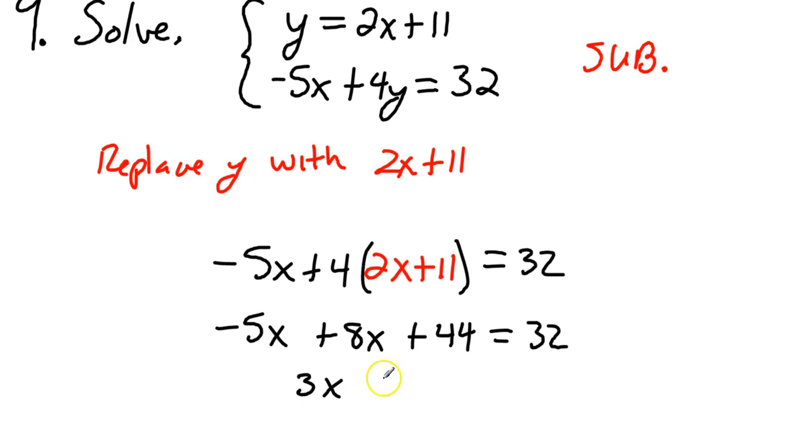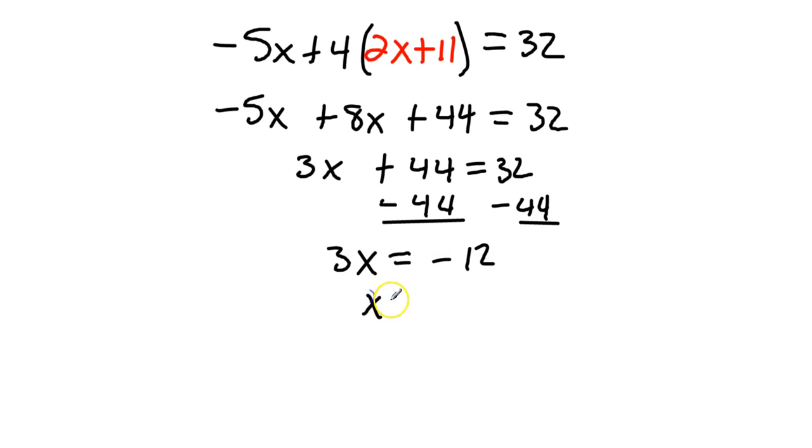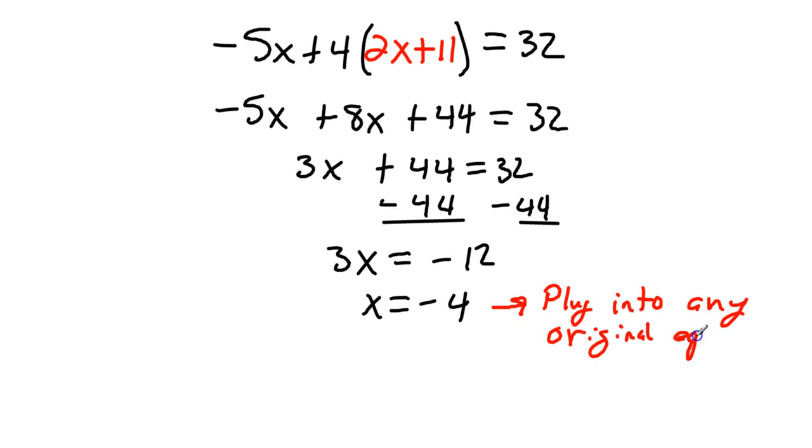So that is 3x plus 44 equals 32. Subtract the 44. 3x equals negative 12, so x would equal negative 4. And once you have x equals negative 4, plug that back into either original. So plug that back into any original equation that we have and use that to solve it.